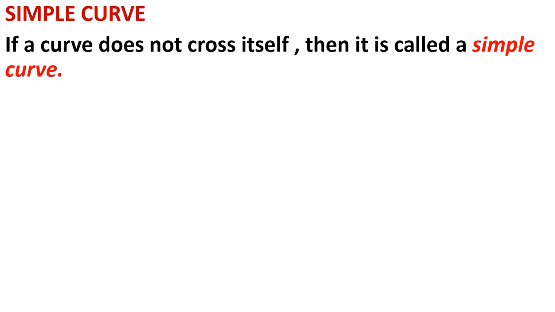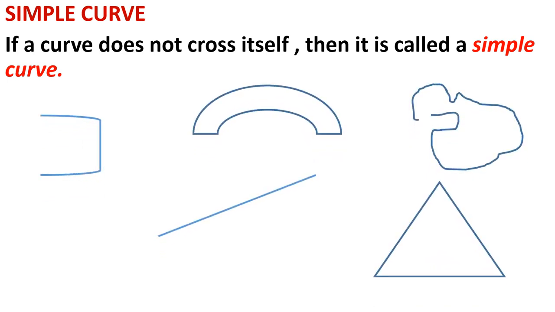See the simple curve now. If a curve does not cross itself, then it is called a simple curve. Do not cross itself. Now see the first picture. It is not crossing itself. The lines are not crossed, so it is a simple curve. Now see all the pictures. In every picture, they are not crossing themselves, so all these are simple curves.